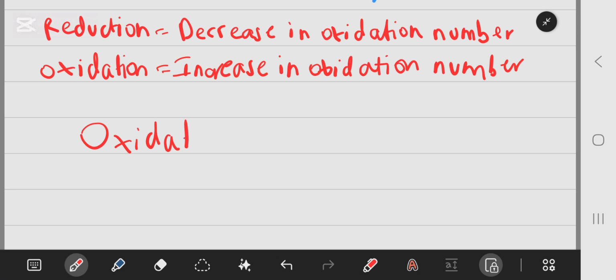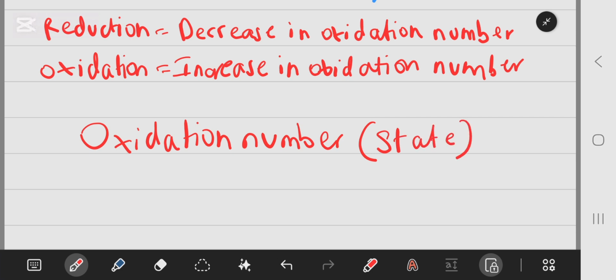Oxidation number. You can call it oxidation state or oxidation number. It's entirely up to you. Both terms are completely correct. Oxidation number has a very limited active application as far as our syllabus is concerned. There are just a few things that you are required to know as far as this topic is concerned, because it has very limited application.